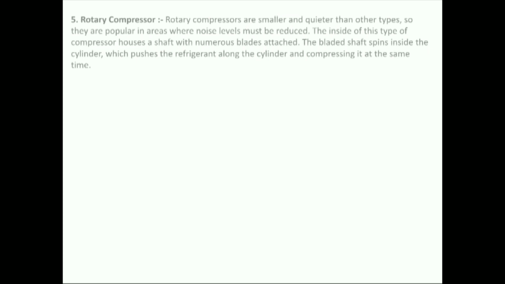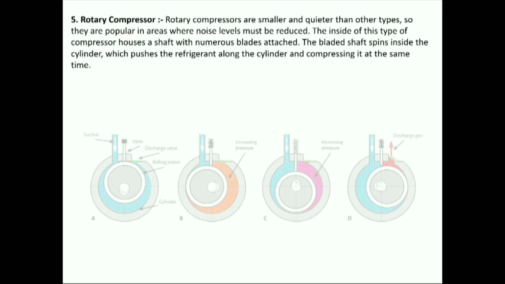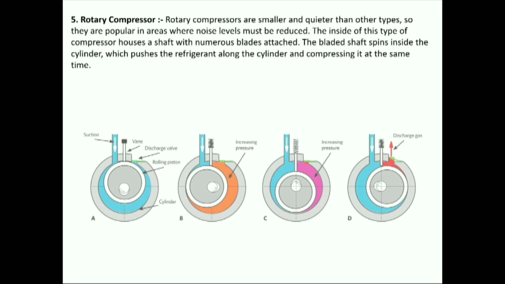5. Rotary compressor. Rotary compressors are smaller and quieter than other types, so they are popular in areas where noise levels must be reduced. The inside of this type of compressor houses a shaft with numerous blades attached. The bladed shaft spins inside the cylinder, which pushes the refrigerant along the cylinder and compresses it at the same time.